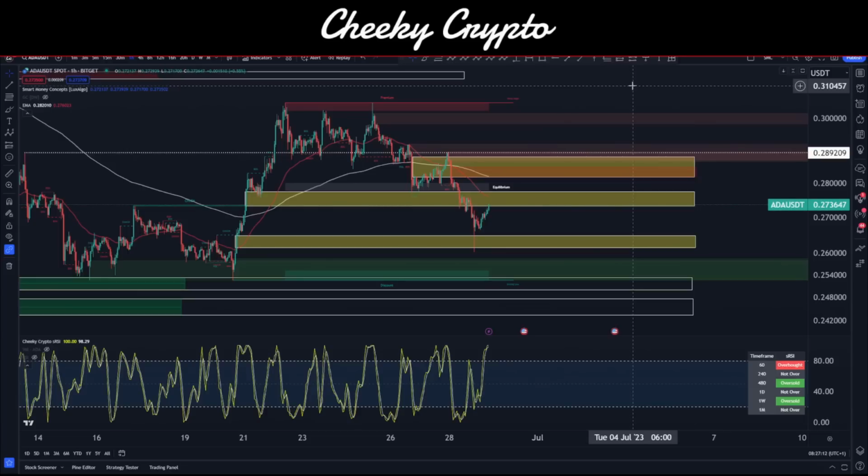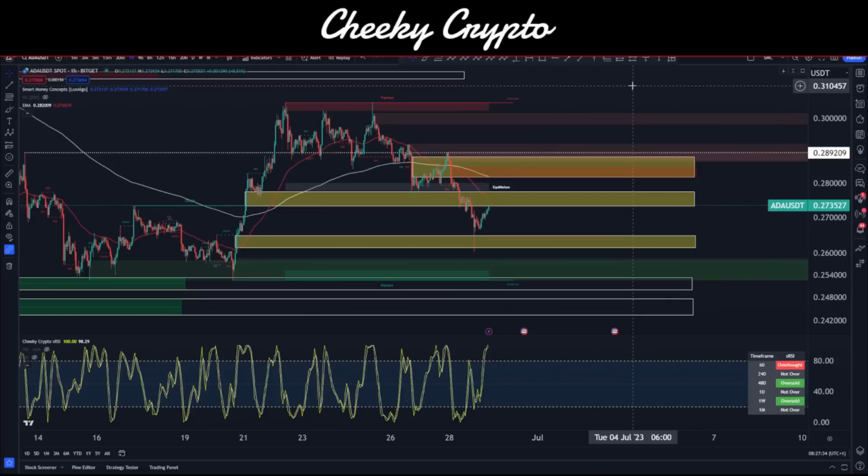Right, let's go ahead and jump into this one. So Cardano's ADA paired up with USDT. This chart here is using the BitGet spot exchange as the data source, and this is a 1 hour time frame. This also has on it the Smart Money Concepts by BzWz indicator, which basically shows you when big money is coming in and out of the space.